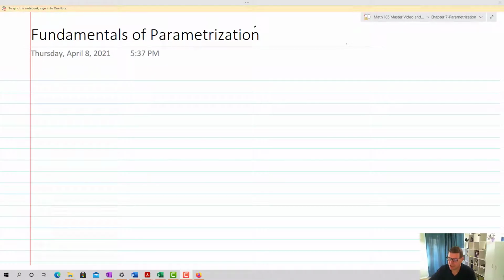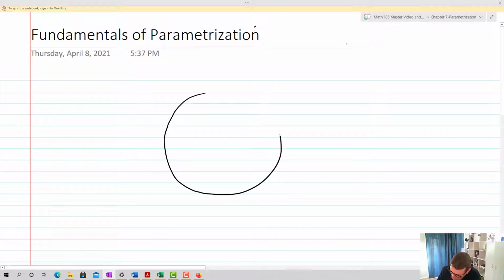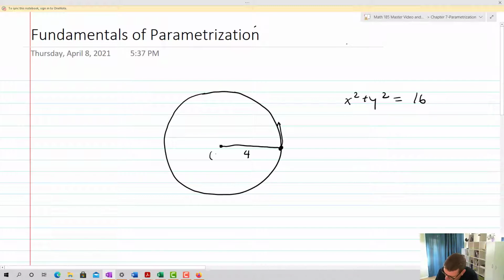So let's begin with a demonstration of parametrization. Suppose I have a circle of radius 4, and I imagine a particle moving around this circle. The equation of that circle is x squared plus y squared equals 16. That's basically the equation of the circle if we assume we start at 0, 0, with a radius of 4.